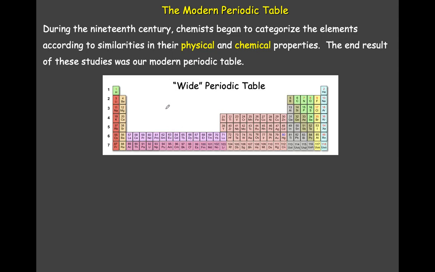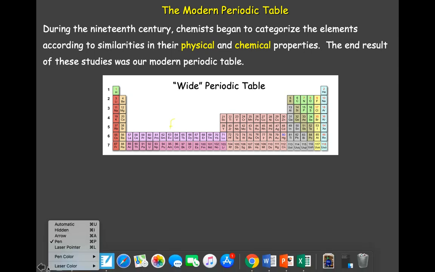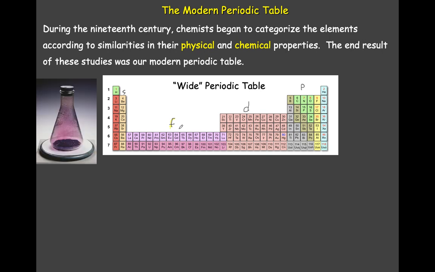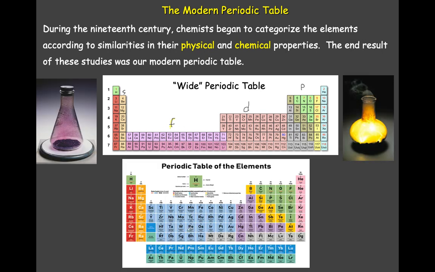Here I show you the wide table where the F block is actually in the middle. Here's your D block, your P block is here, and your little S block is here. Later on, we took the F block and moved it to the bottom of the table, and then moved everything together. So now you have your S, your D, your P, and your F at the bottom. I just show you what the wide periodic table looks like.